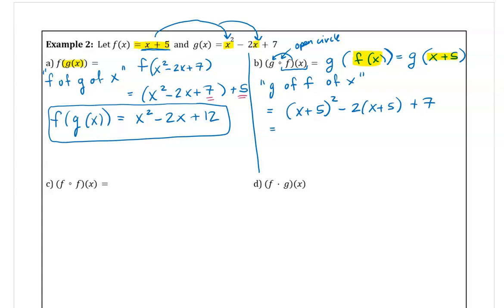As a reminder, when you're squaring a binomial, you have to FOIL it. You have to write it times itself and then FOIL that out. Here, it's just multiplying one term to two terms, so I just have to distribute there. Don't forget to distribute the negative as well. And then the last part is just adding 7. So this part I will need to FOIL.